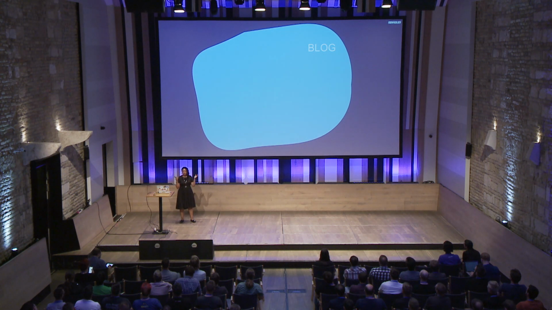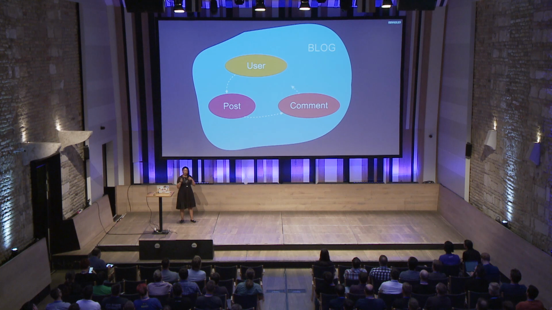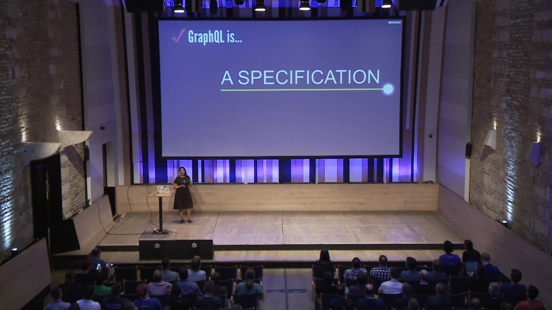Let's say you have a blog, and this blog has users. And then those users write posts. Those posts have comments, and the comment can be by user. So this is somewhat of a graph structure, a way to think about your data, and this is what GraphQL allows you to do. Next, GraphQL is a specification.